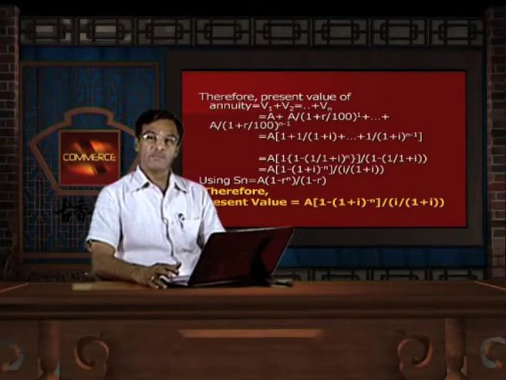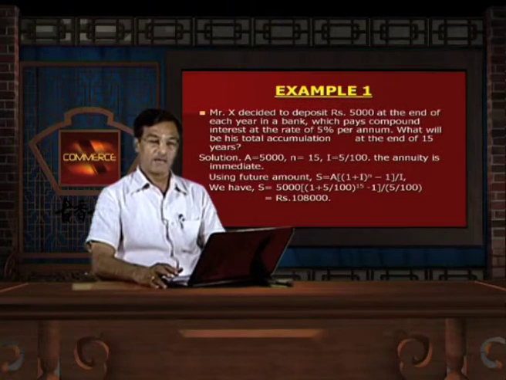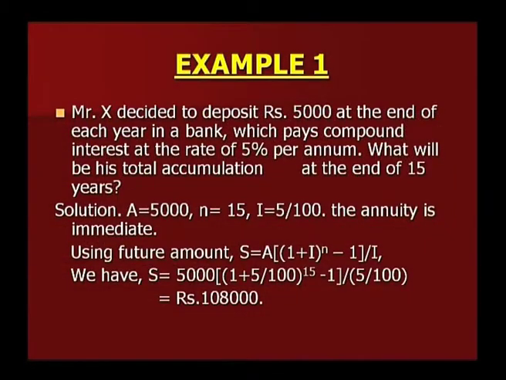Now, I will explain you the calculation of present value by taking some examples. Example 1. Mr. X decided to deposit rupees 5,000 at the end of each year in a bank, which pays compound interest at the rate of 5% per annum. What will be his total accumulation at the end of 15 years?